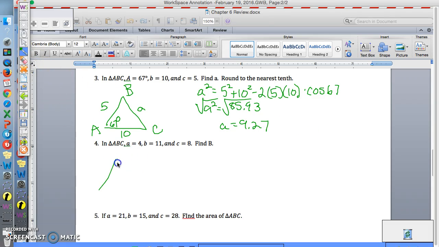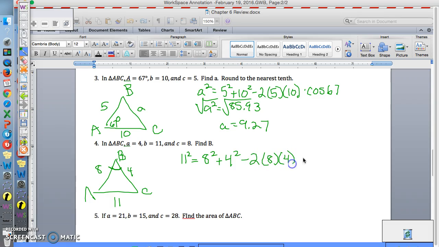All right, another one. We have A, B, and C. So A is 4, B is 11, C is 8. We're asked to find this angle here. So again, law of cosines. So if we want to find B, we'll start with the side opposite. So 11 squared equals 8 squared plus 4 squared minus 2 times 8 times 4 times the cosine of B.